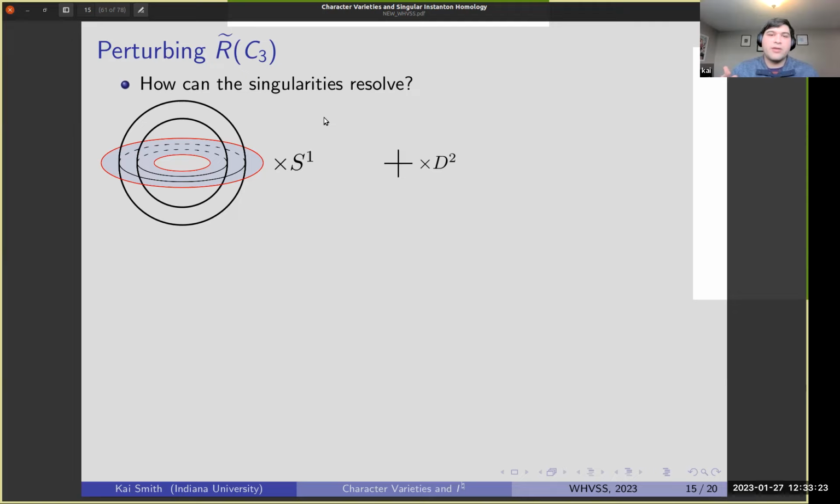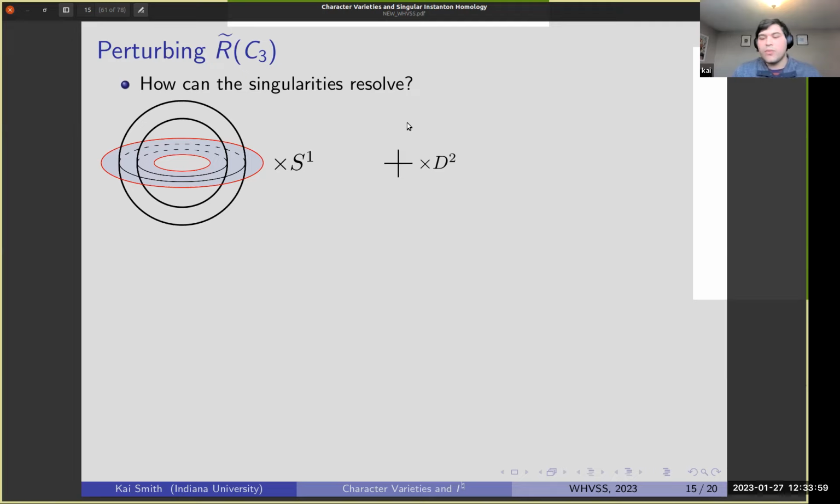It lives inside of this 6-dimensional product of 3 pillowcases, but inside of that, it naturally lives inside of some 4-dimensional space. And so I can ask, if I pick a singular point, what does the neighborhood of that point look like inside this 4-dimensional space? And for any singular point in the unperturbed character variety, it'll look like the singularity of this cross times a D2. That's what the singularities look like.